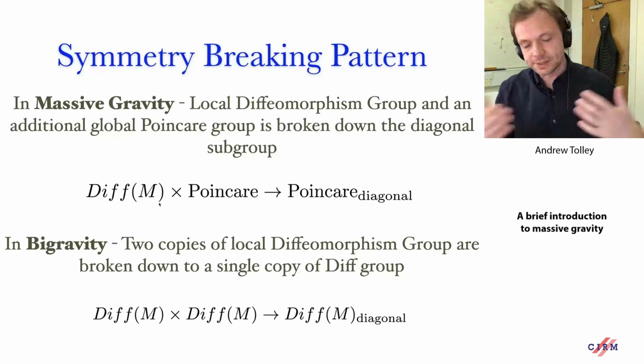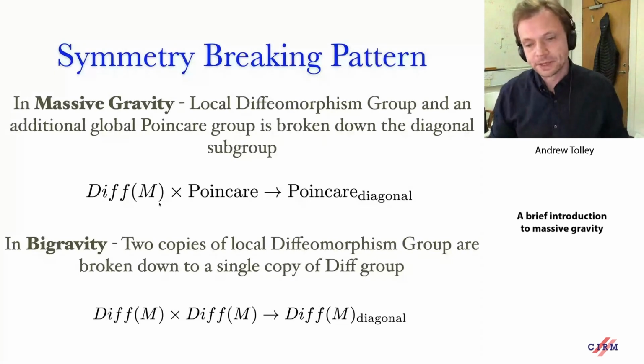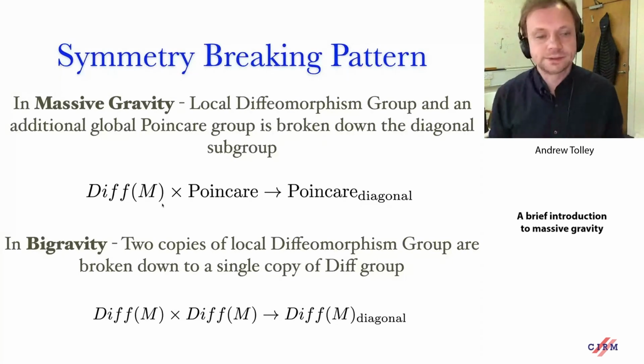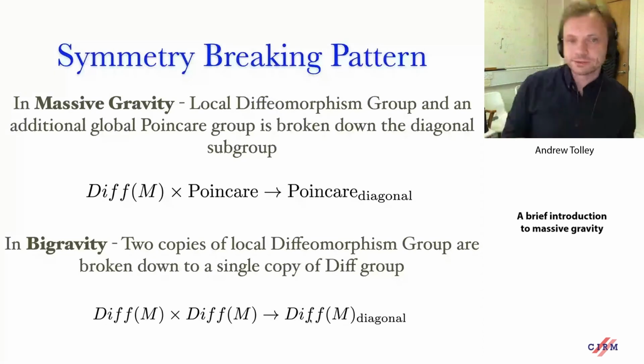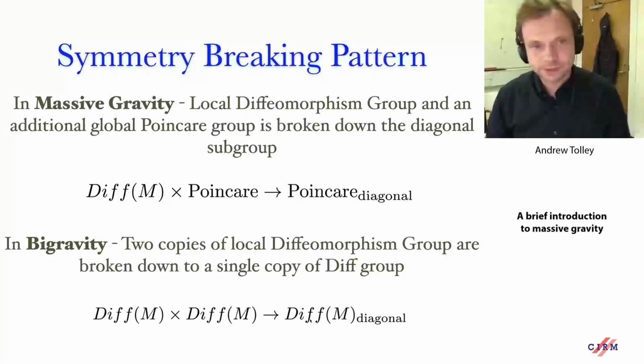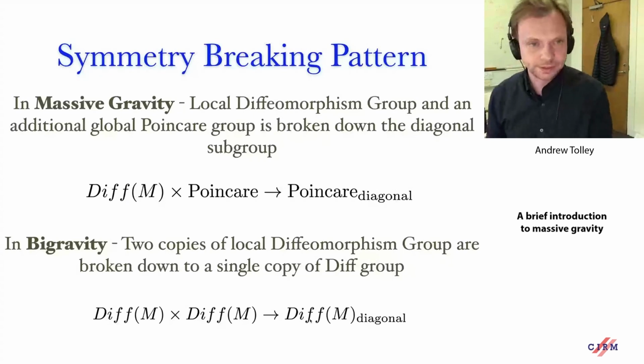The crucial part is that it still breaks the diff symmetry. So what it does is it takes a theory with 2 copies of diff symmetry and breaks it down to a diagonal diff symmetry. So it's the same amount of symmetry getting broken in massive gravity theories or bigravity theories. So in that sense, they're both equally bad, depending on your perspective, or equally good.